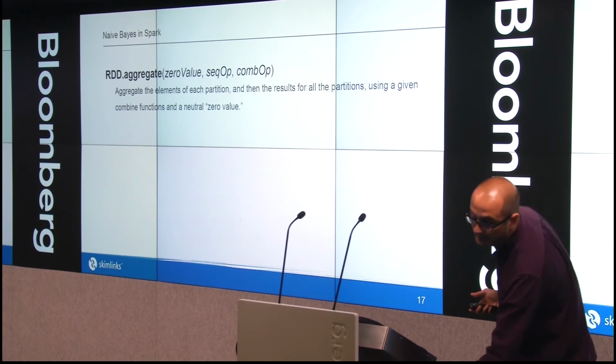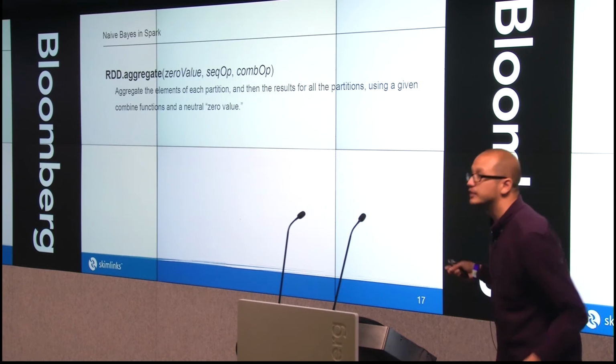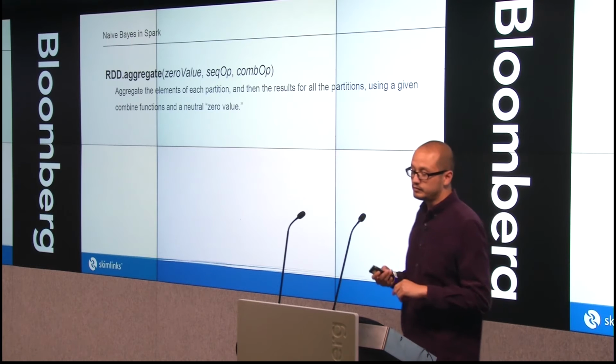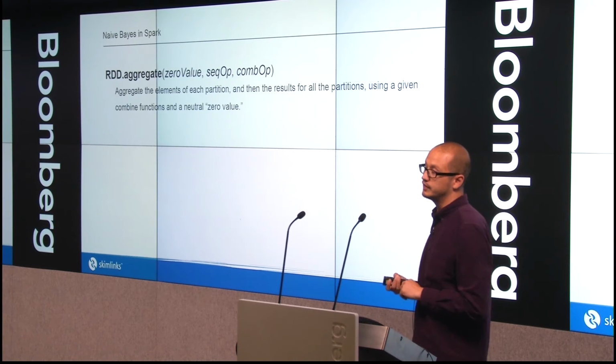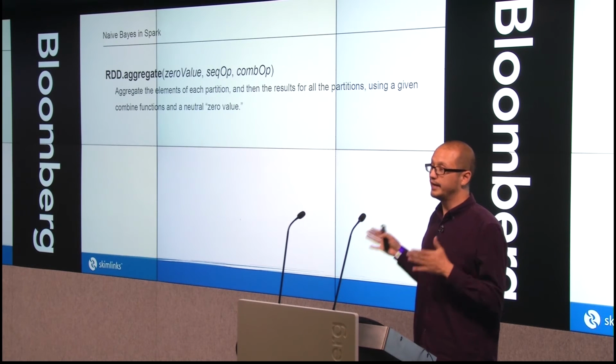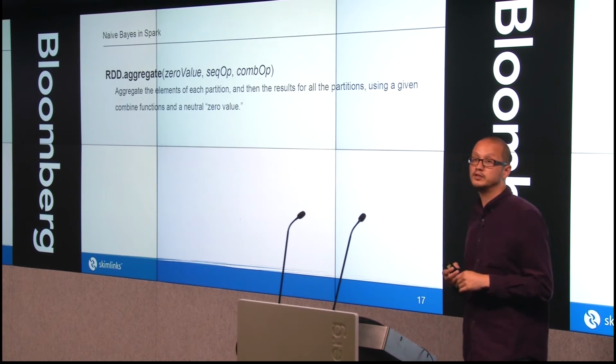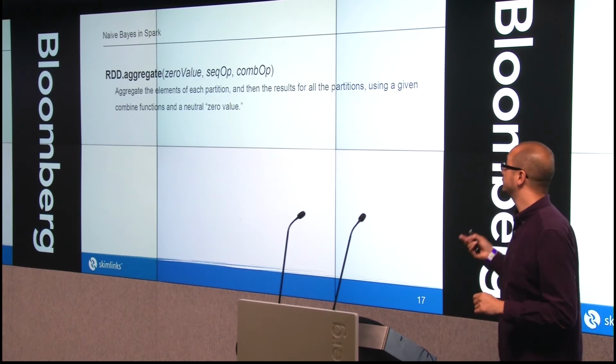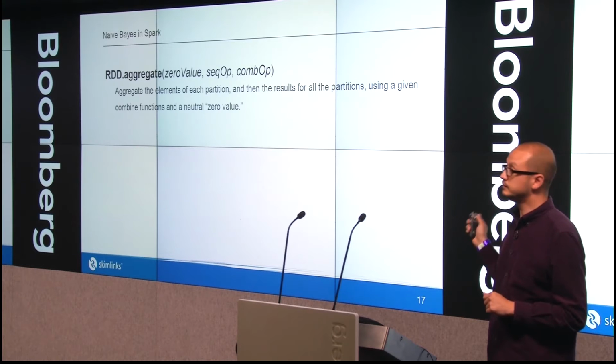Using the reduce by key, but it is doing all of this network traffic, which is not very nice, and you want to try and avoid it as much as possible. So there's another option for doing this kind of aggregation, and that's to use the aggregate function.